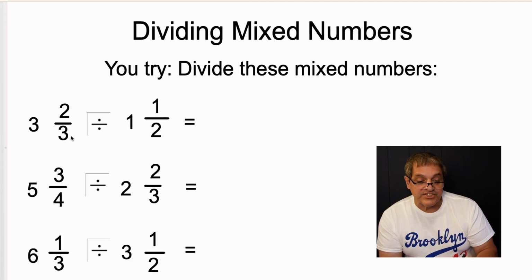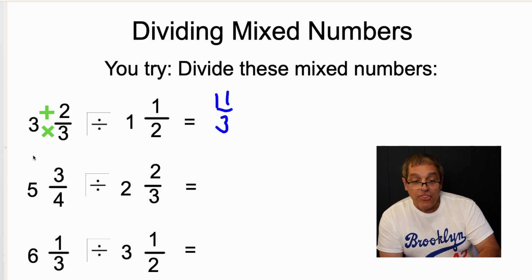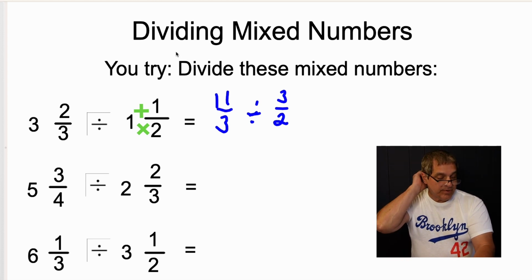So let's look at these examples. 3 2/3 divided by 1 1/2. So the first thing I'm going to do is change them into improper fractions. So 3 times 3 is 9 plus 2 is 11. So this is 11 over 3. Remember, the denominator never changes. And I'm dividing that by 1 times 2 is 2 plus 1 is 3, 3 over 2. So I have 11 over 3 divided by 3 over 2.